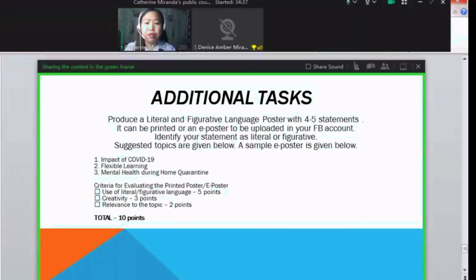Now our criteria for evaluating your printed posters or e-posters are as follows. Use of literal figurative language. For grammar 5 points, creativity 3 points, and relevance to the topic is 2 points, for a total of 10 points.